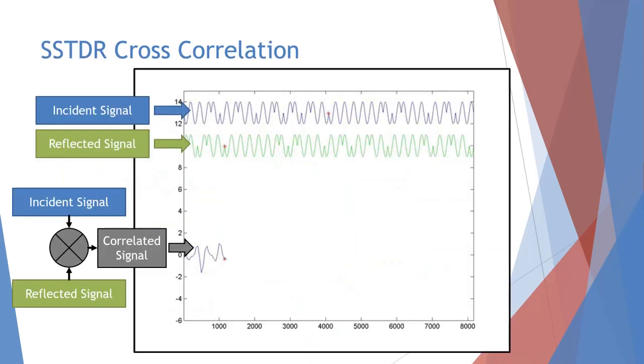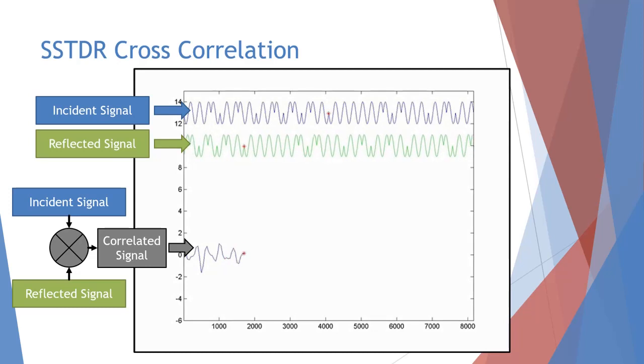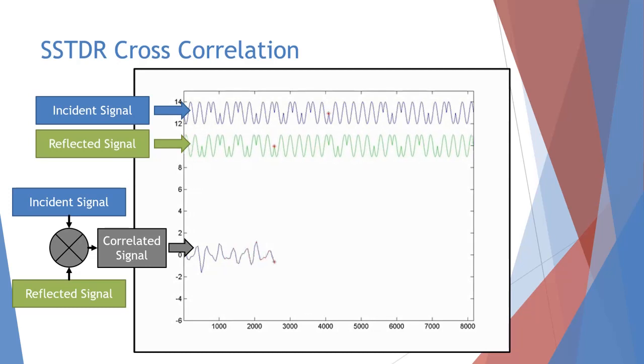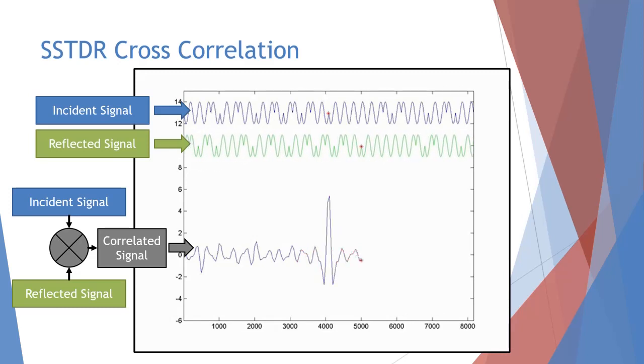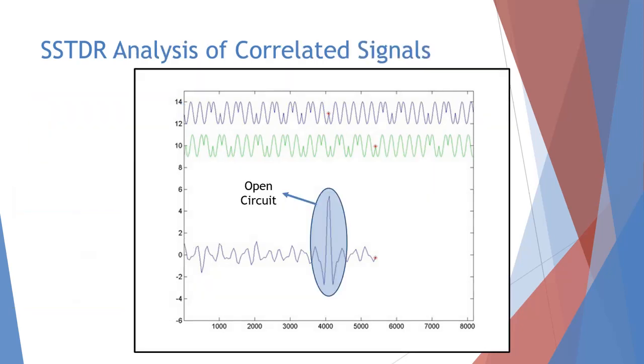This little video I'm about to show you shows what happens when we cross-correlate. So I want you to see the incident signal. There's a little red dot in the center, and the reflected signal, there's a red dot on the far left. And the line at the bottom is our cross-correlated signal. As we're time-stepping the reflected signal through our incident signal, we're building the SSTDR response that's shown down there at the bottom. This response here is characteristic of an open circuit.